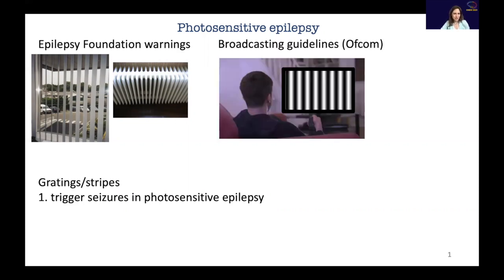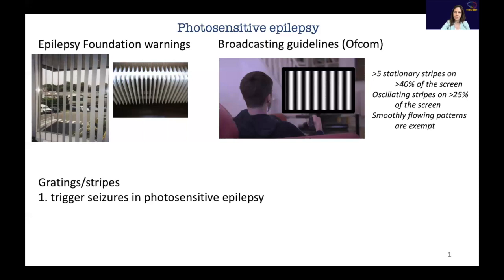And there are established broadcasting guidelines about what can be shown on a TV screen. And these guidelines state, for example, that more than 5 stationary stripes over more than 40% of the screen can be provocative and should be avoided in any type of broadcasting. And if these stripes oscillate, they shouldn't cover more than 25% of the screen. But if they smoothly flow, then they are exempt.